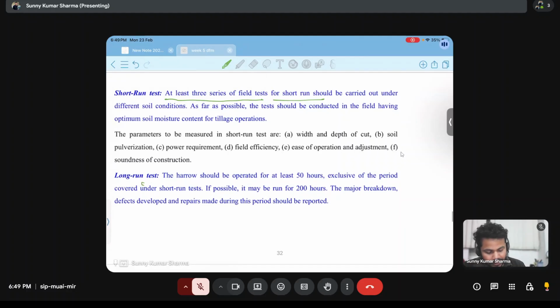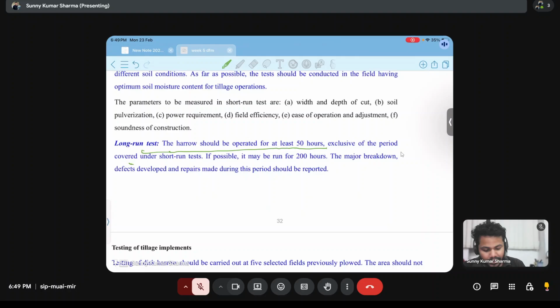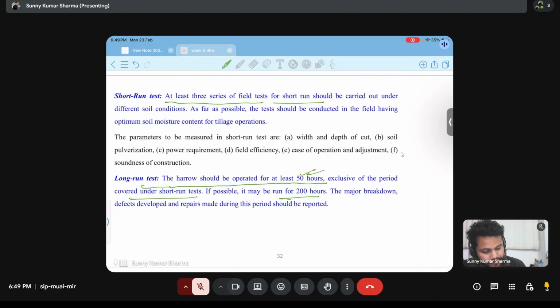And for the long run test for a harrow, the harrow should be operated for at least 50 hours, exclusive of the period covered under the short run test. So if possible, it may run up to 200 hours. So at least 50 hours should be there, and the maximum we can go is 200 hours.